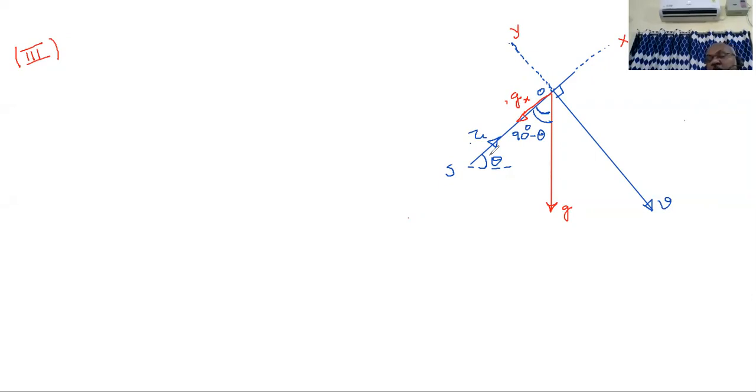But when you keep the angle between x and y as 90 degrees, then the x and y directions become independent. You can study them separately. When you consider x motion, you don't have to think about y. Similarly, when you study the y motion, you do not have to think about x.